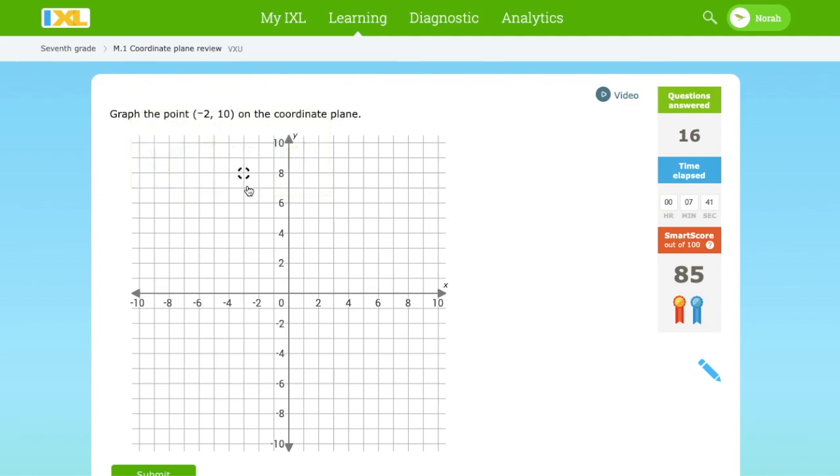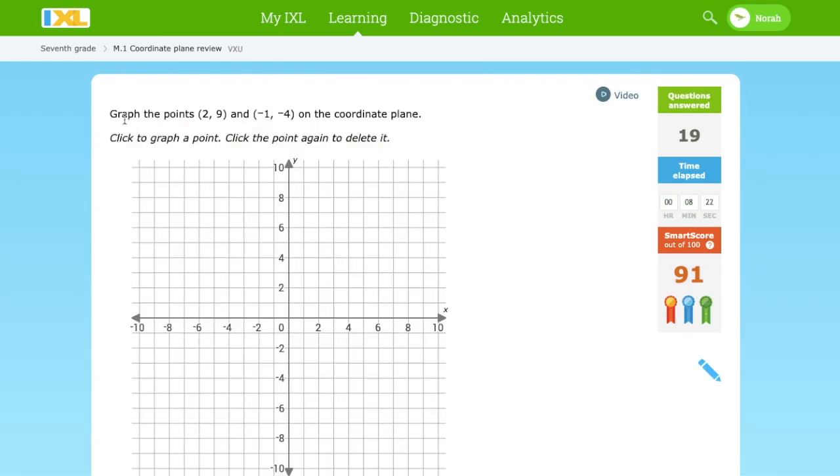-2, 10. Here is -2 on the x-axis, and go up to 10 on the y-axis. 2, -4. Here is 2. And we go down to -4. Graph the point 3, 4. Here is 3 on the x-axis, and we go right here.